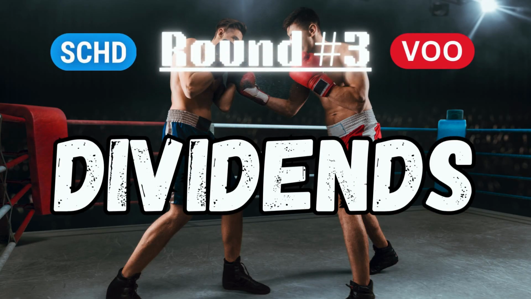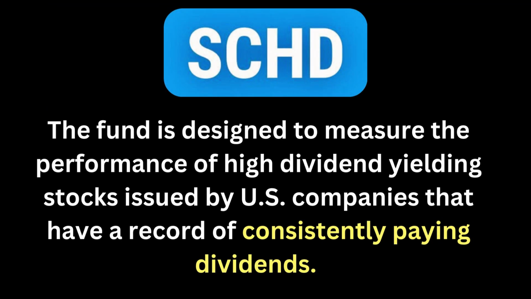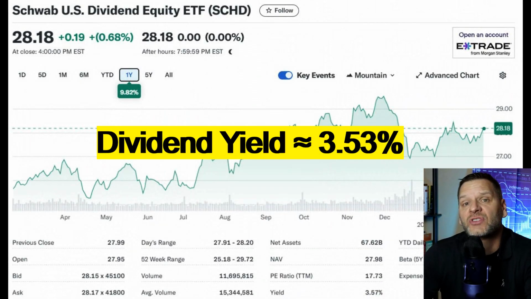Dividends play a crucial role in investment returns. Let's compare how SCHD and VOO approach dividends. SCHD is tailored for dividend-focused investors, concentrating on companies with a history of consistent and sustainable dividend payouts. This focus not only provides regular income, but also potential for steady growth. As of February 19, 2025, SCHD offers a competitive dividend yield of 3.53%.